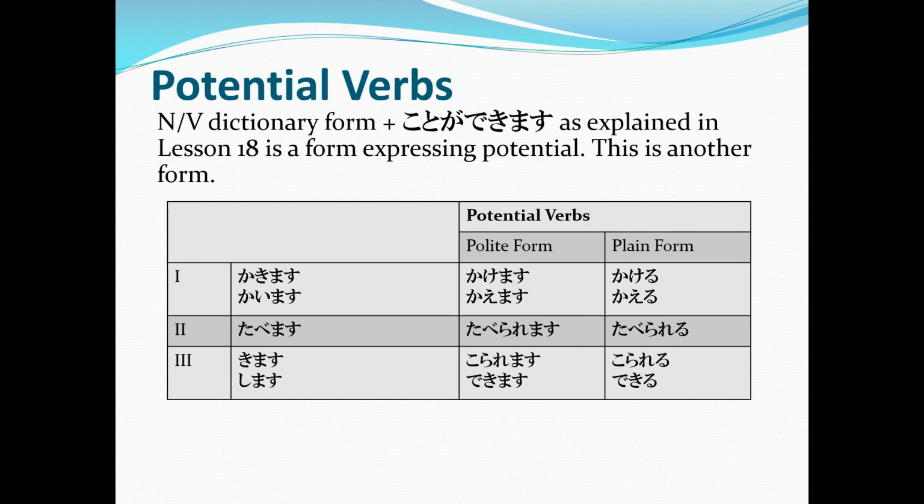Again, kaimasu, to buy, when it is a potential verb in a polite form, is kaemasu. In a plain form, kaeru.